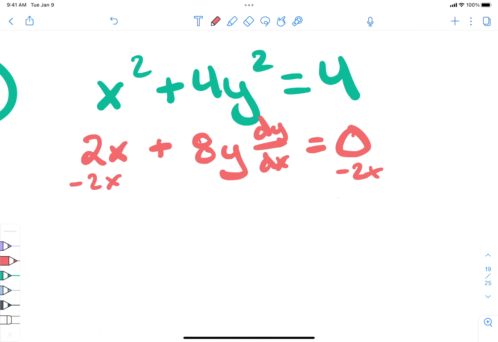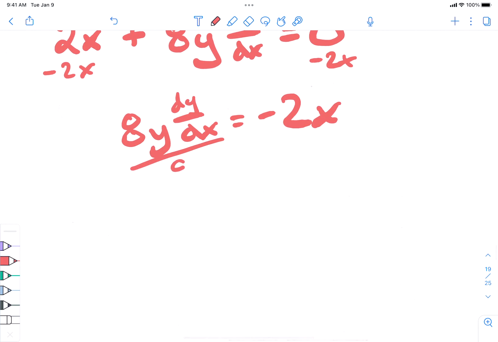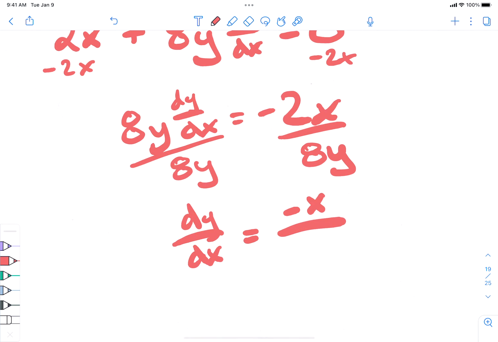dy over dx equals negative 2x. Divide by 8y. Okay, divide by 8y. Yep, you got it. dy over dx equals, and reduce, 1/4. So negative x over 4y.